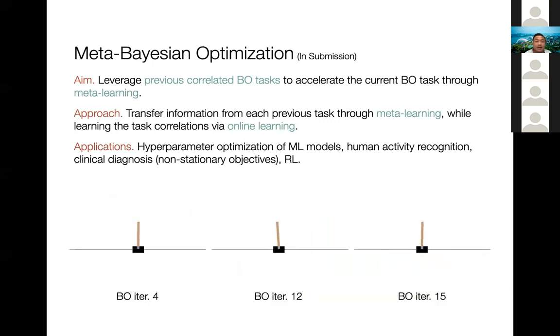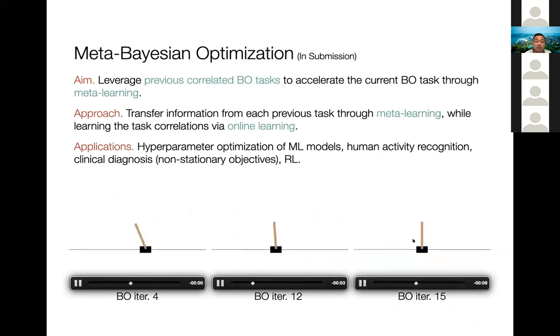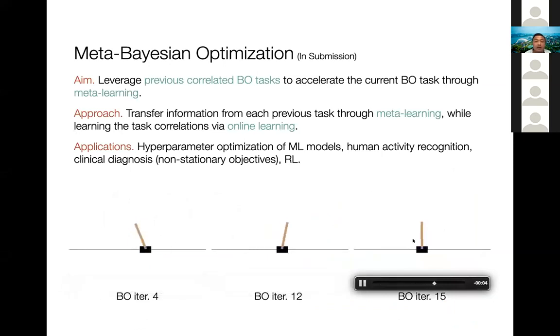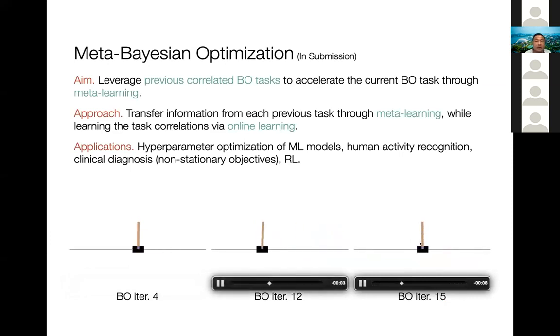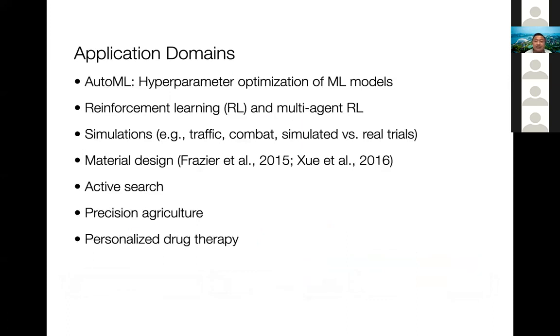We can also apply it to a very simple cart-pole problem in reinforcement learning, where we exploited data from previous tasks to very quickly get the pole to be erect, or to balance it well, using just 15 iterations or 15 data samples. So these are some of the examples of what we have done with Bayesian optimization.